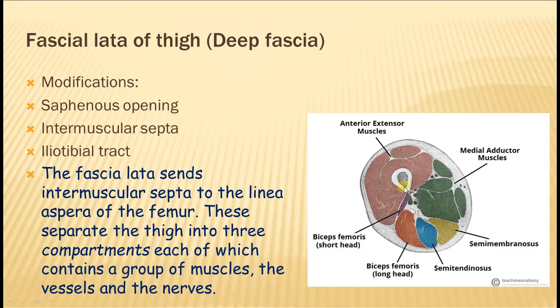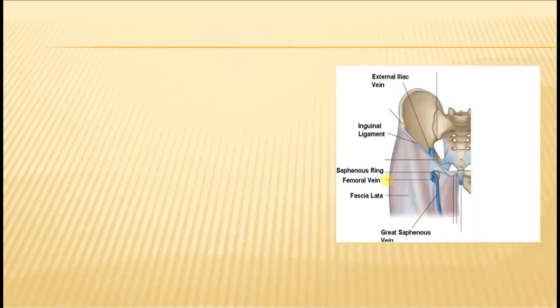Between the medial and the posterior intramuscular septum, you have the adductor group of muscles. Between the posterior and the lateral intramuscular septum, you have the flexor group of muscles, the muscles of the back of the thigh. Between the medial and lateral intramuscular septum, you have the extensor group of muscles, the anterior compartment of the thigh. So three intramuscular septa give rise to three groups of muscles in the thigh. They also contain the respective vessels and nerves.